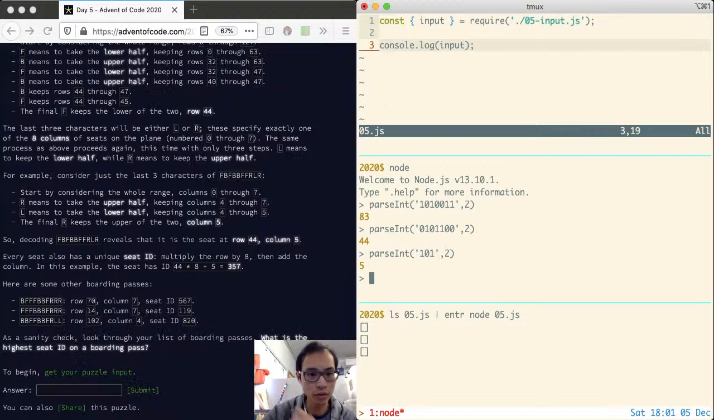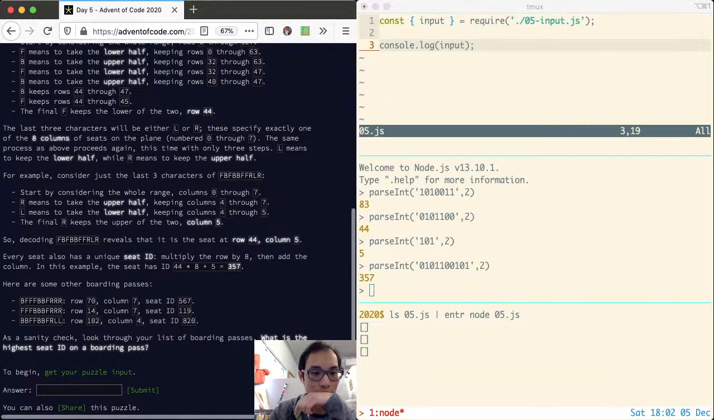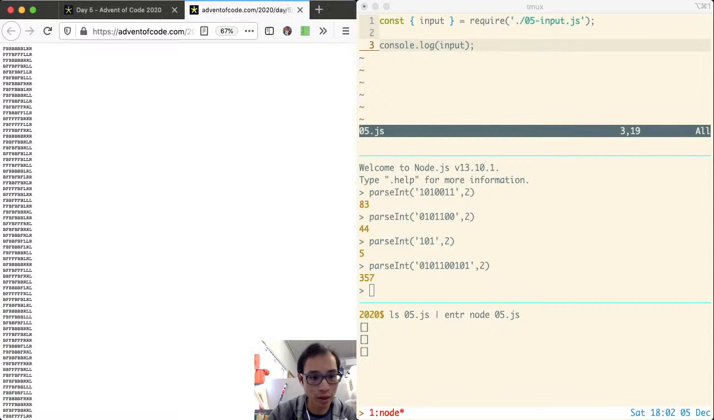So decoding that reveals that every seat has a unique seat ID. Multiply the row by 8, then add the column. In this case, the seat ID is that. Here are some. Wait a second, isn't that just... Wait, I think they're being sneaky here. Isn't that just 0, 1, 0, 1, 1, 0, 0, 1, 0, 1? Yes, it is. Go through a list of boarding passes. What is the highest seat ID on a boarding pass?